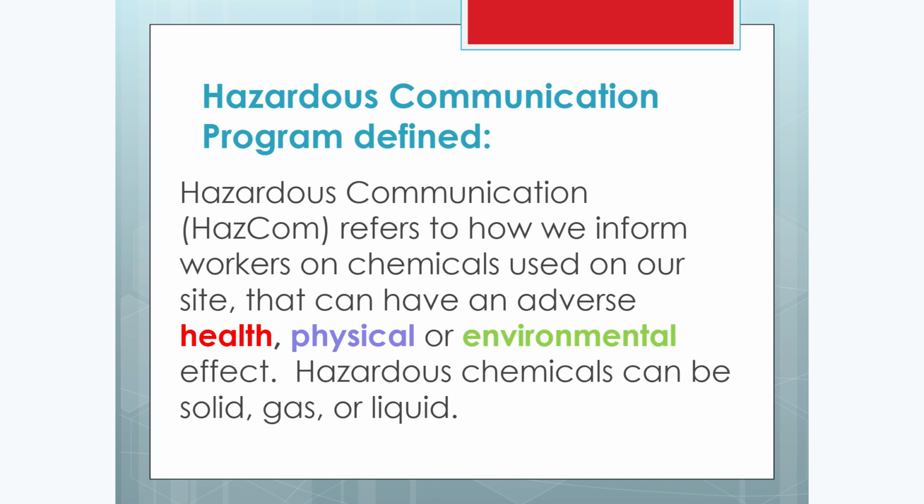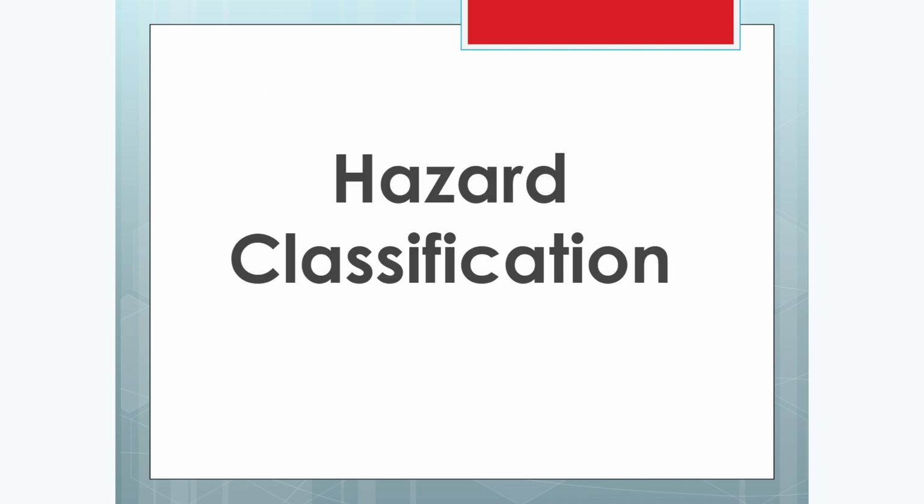The hazard communication program, also called HAZCOM, refers to how we inform our workers of chemicals used on our site that have an adverse health, physical, or environmental effect. Hazardous chemicals can be a solid, gas, or liquid. So this whole thing is referring to how we communicate the hazards of different chemicals and products that we use on our site in our manufacturing process.